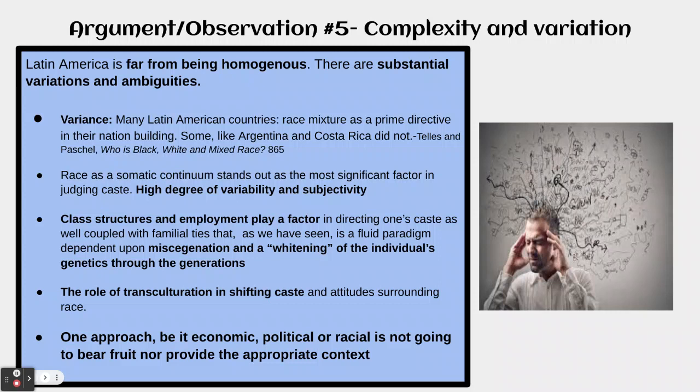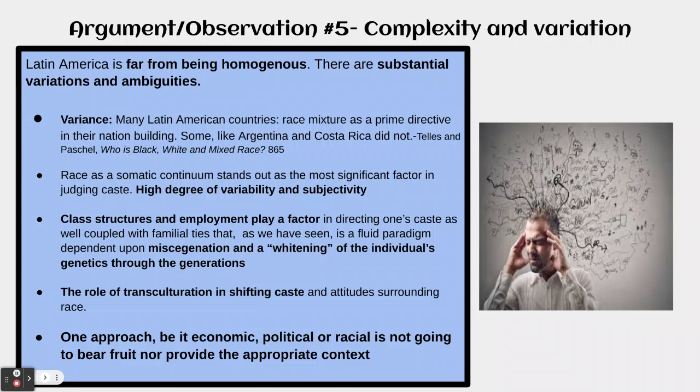My last observation in this paper was just the absolute complexity and variation in what was being researched here. Clearly, Latin America is far from being homogeneous. There's substantial variations and just a lot of ambiguity. So, in Latin America, we see, for example, a variation on hoisting up the idea of a mixed race or hybrid as a prime directive for nation building later. This is particularly after the revolutionary period. In some parts, most parts, and others, like Argentina and Costa Rica, according to a study, they did not value that.